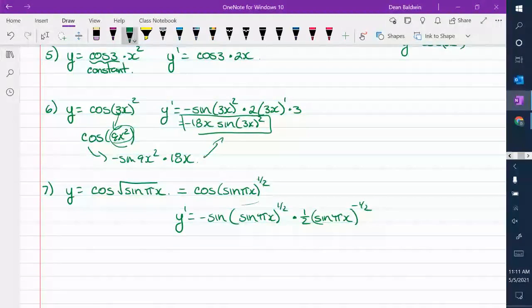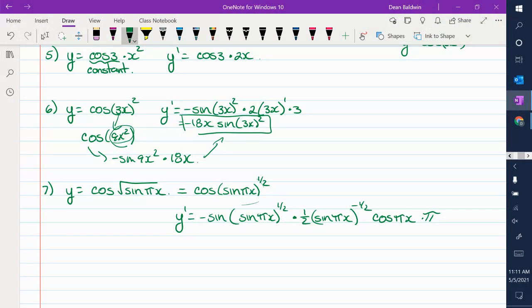So now I've done that one. I've done that one. The only thing left is the sine pi x. What's the derivative of sine? Cosine. So now everything's gone except for the pi x. What's the derivative of pi x? Pi.